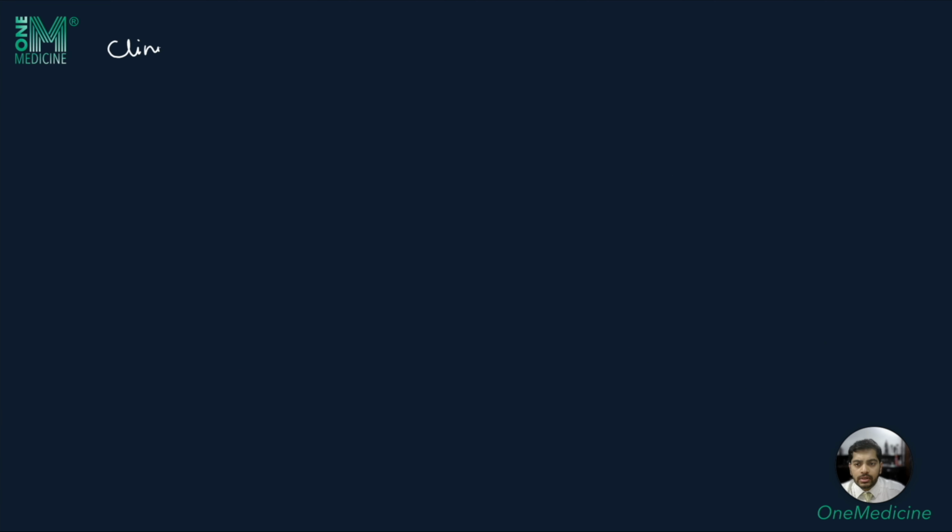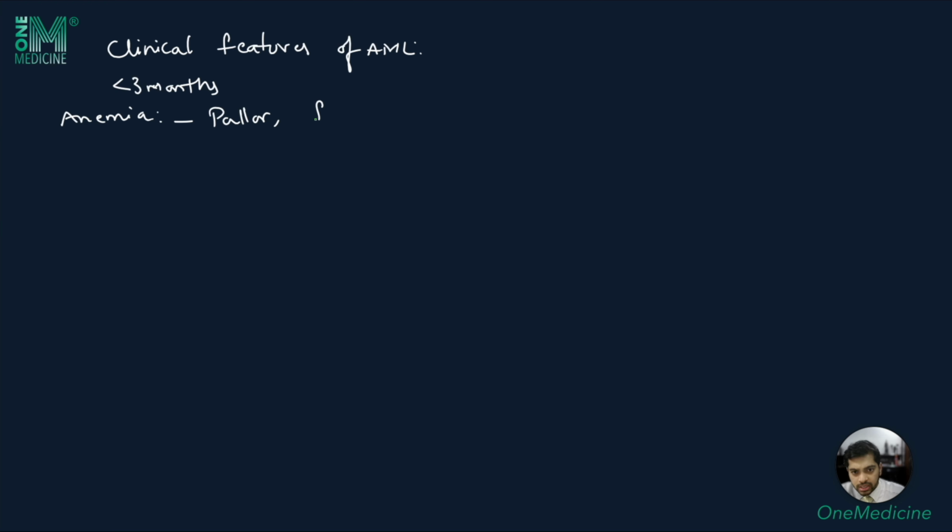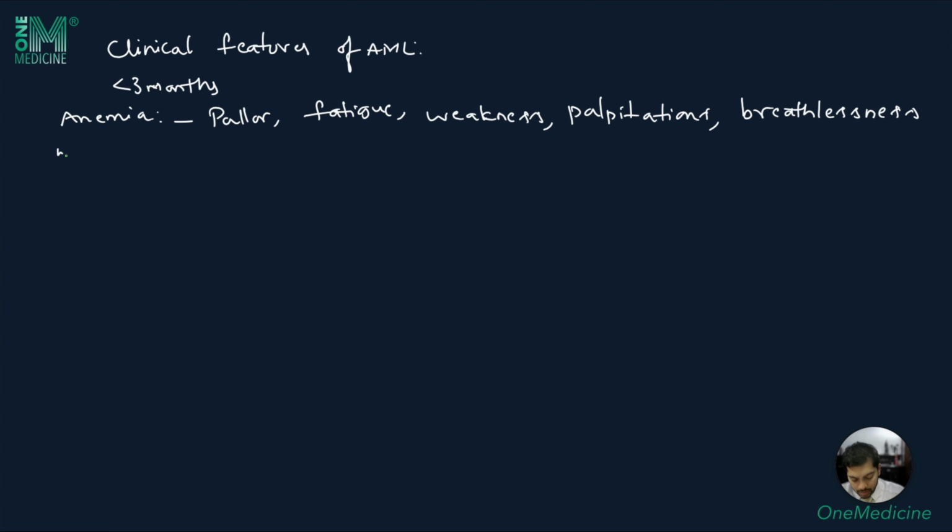Let's look at the clinical features of acute myeloid leukemia. Most of the clinical features last less than 3 months before diagnosis. Common signs and symptoms include anemia leading to pallor, fatigue, weakness. There can be palpitations, breathlessness. The WBC count, or white blood cell count, may be low, or it may be normal, or it may be markedly high.